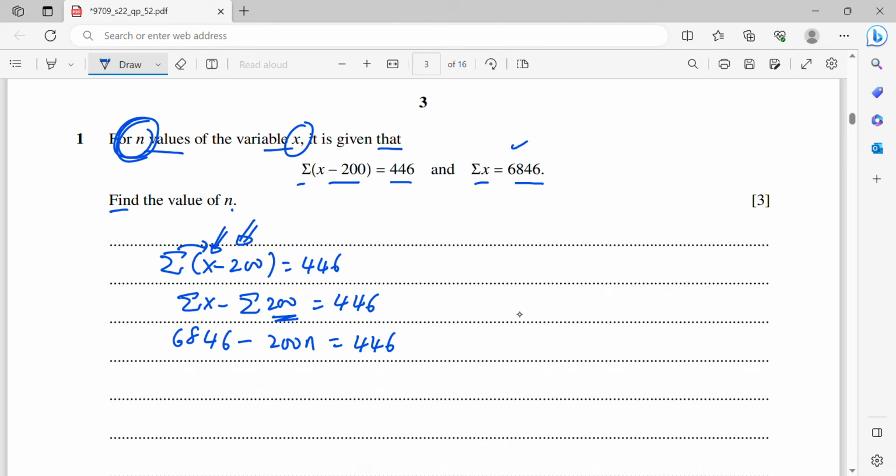Okay, so from here to get the n, you move this negative 200n to the other side. I will get 6846 minus 446 equals 200n. So from here, my 200n equals 6,400. Therefore, my n is going to be 32. Okay, so this is the solution for question 1.